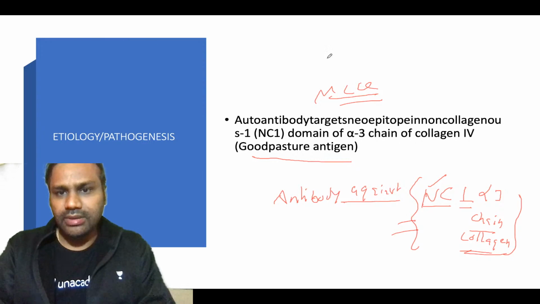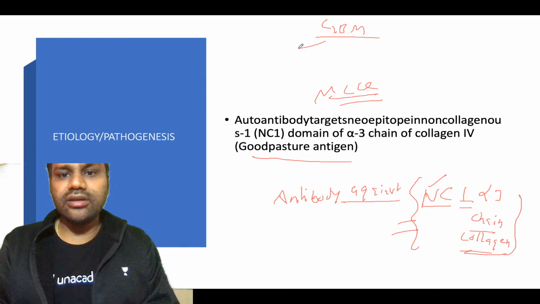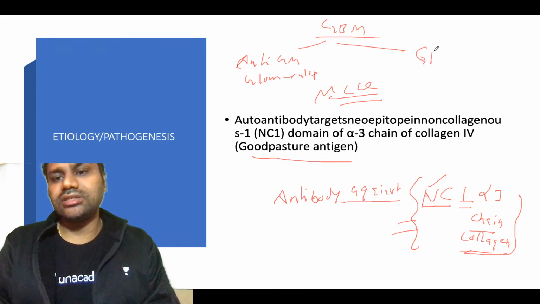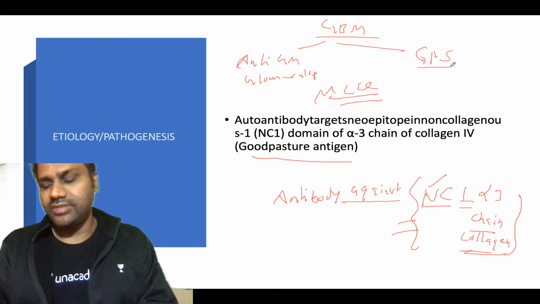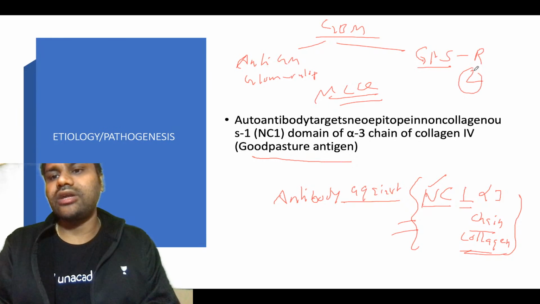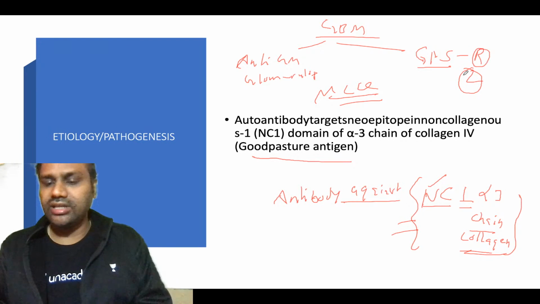Remember that anti-GBM disease can present as anti-GBM glomerulonephritis, and it can be Goodpasture syndrome. That you need to know. In Goodpasture syndrome there will be a renal plus lung syndrome, with renal involvement and involvement of the lung. That is another important thing you need to know.